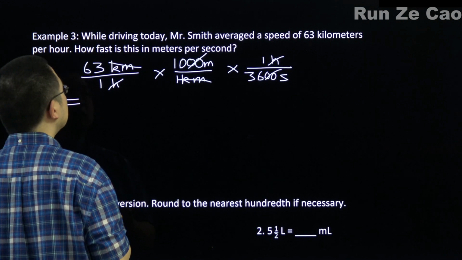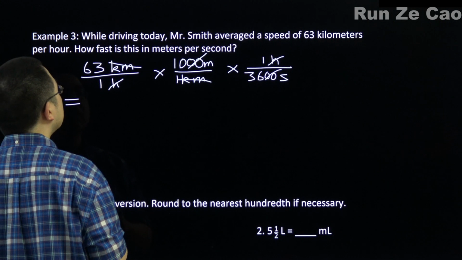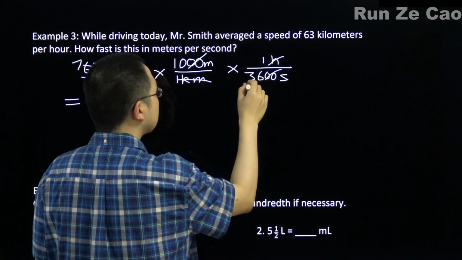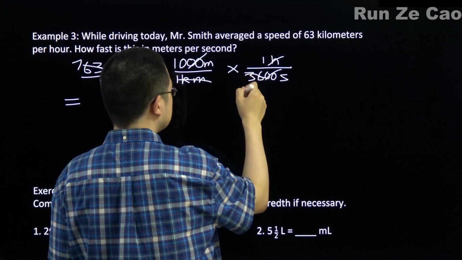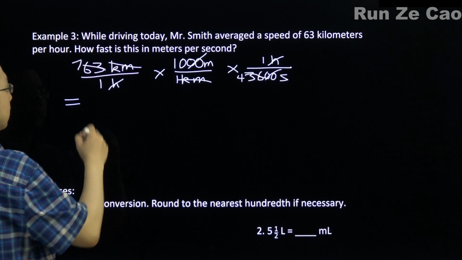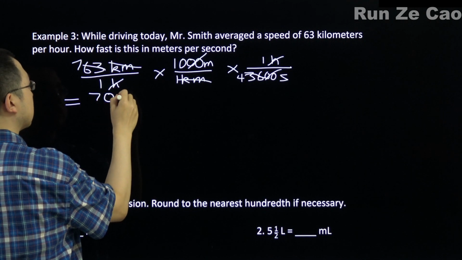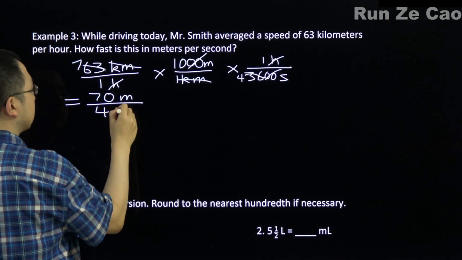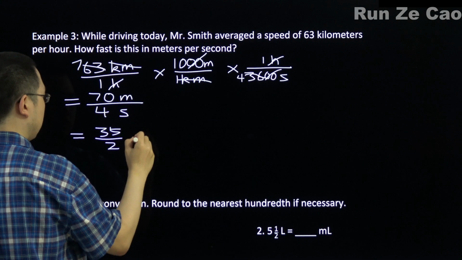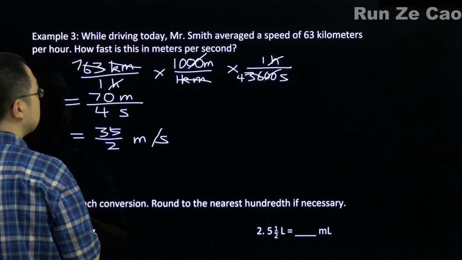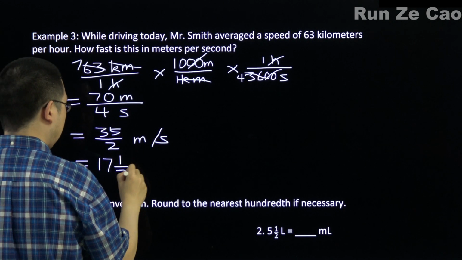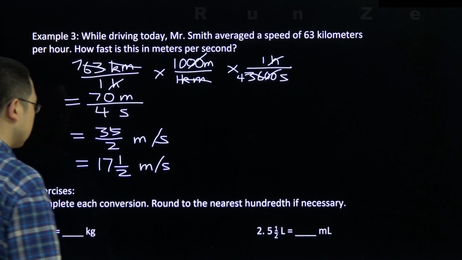And 63 is 7 times 9. 7. And we cancel this out to be 4. So we end up with 70 meters over 4 seconds. Or 35 over 2 meters per second. What else could we write this as? Oh, we can write this as 17.5 meters per second.